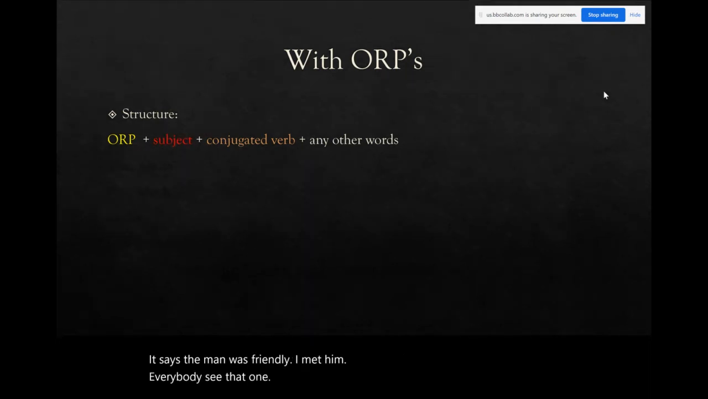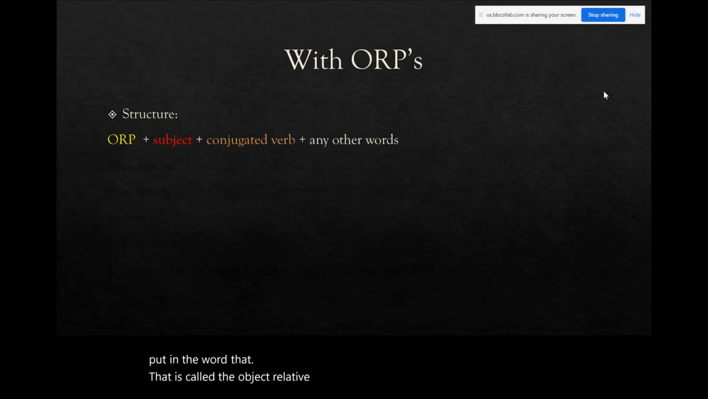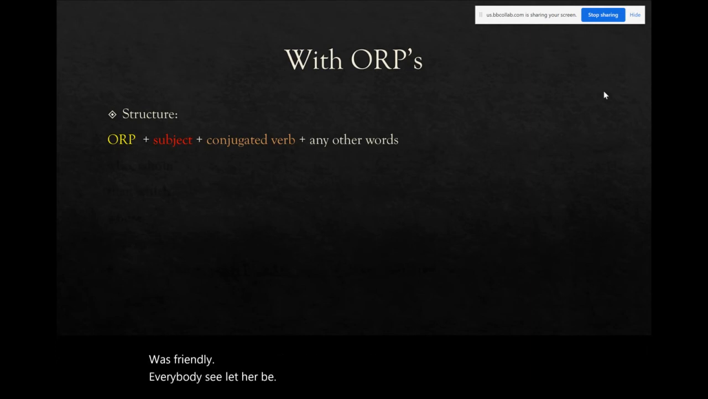When it says, I met him, the object is him. Since we're describing the man, we're describing him. That's the same person, the man and him. So we take out the word him and put in the word that. That is called the object relative pronoun. So it becomes one sentence together. Look under that at letter B. It says, the man that I met was friendly. Everybody see letter B?